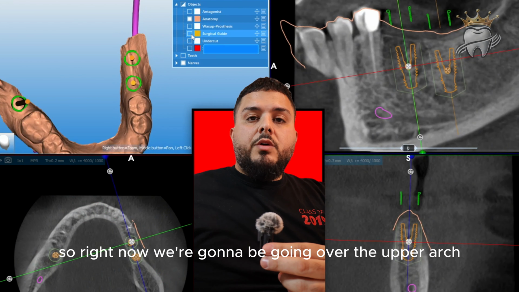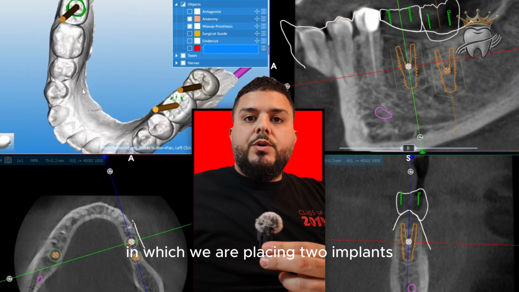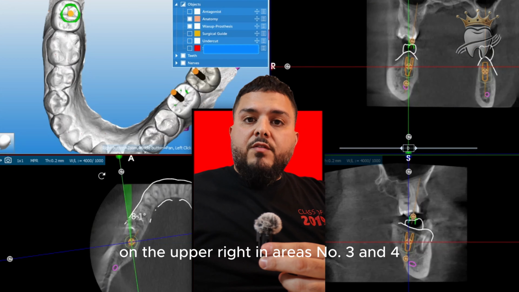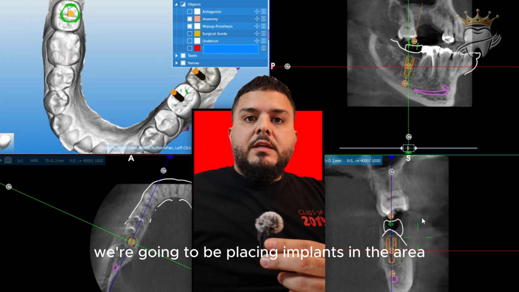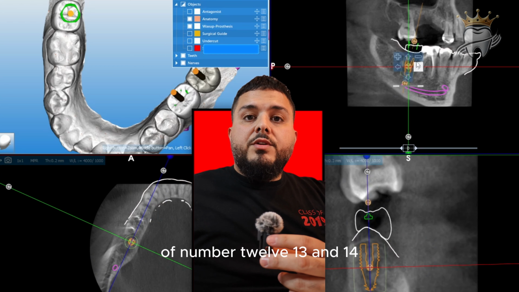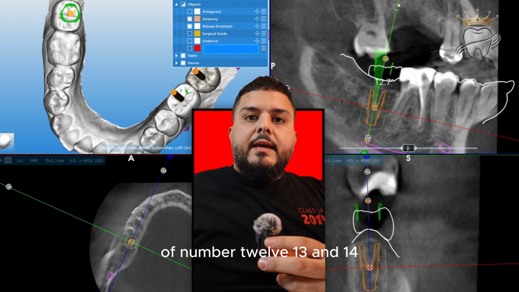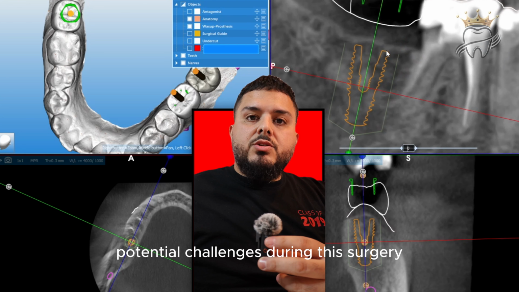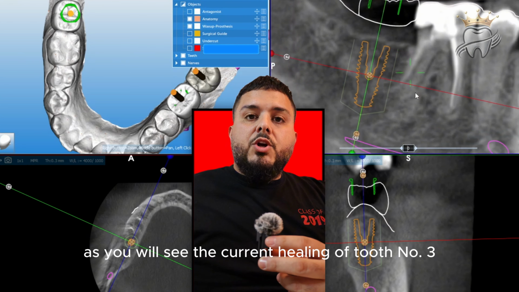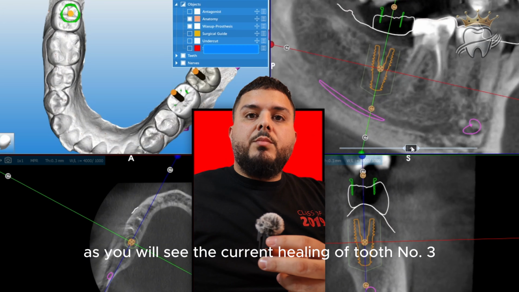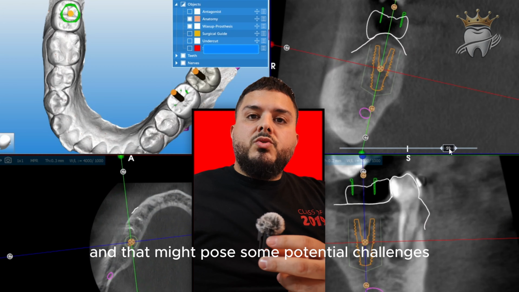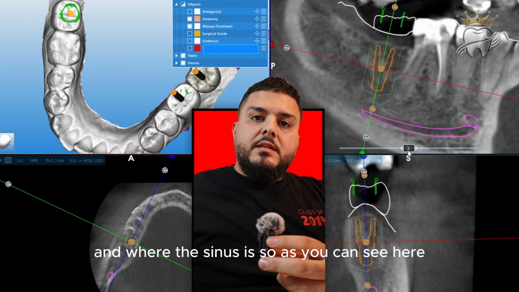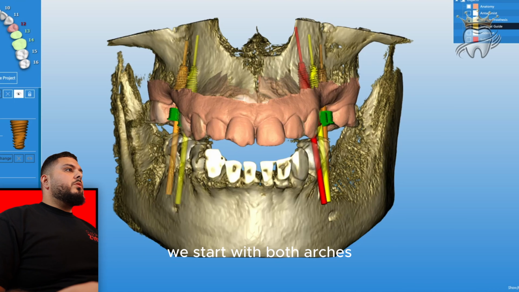So right now we're going to be going over the upper arch, in which we are placing 2 implants on the upper right in areas number 3 and 4, and then we're going to be placing implants in the area of number 12, 13, and 14. And I will be going through some of the potential challenges during this surgery, as you will see the current healing of tooth number 3, and that might pose some potential challenges due to the density of the bone and where the sinus is.